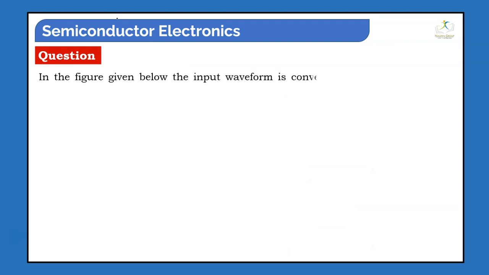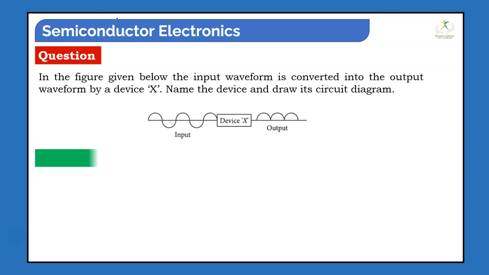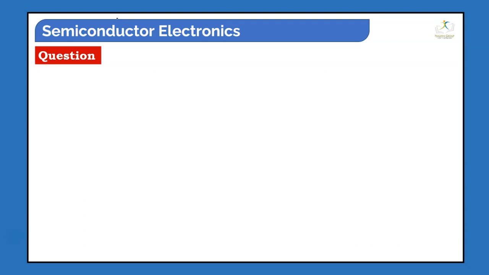In the figure given below, this is a question actually. In this given figure below, the input waveform is converted into the output waveform by device X. Name the device and draw the circuit. So device X is the full wave rectifier, as you can see from the output.